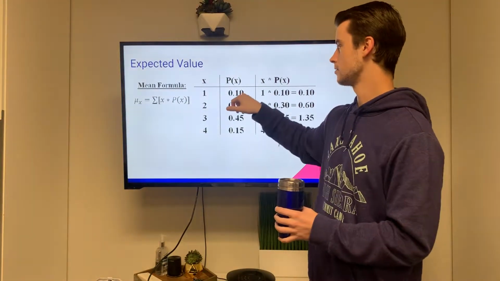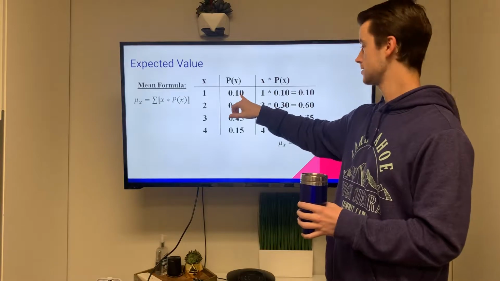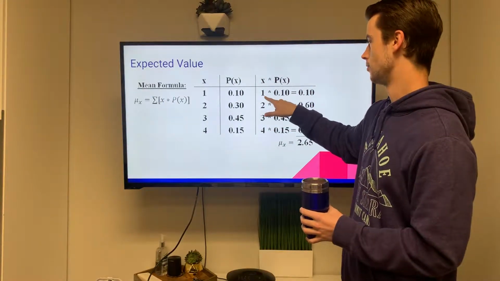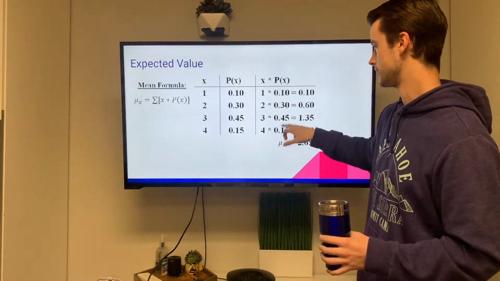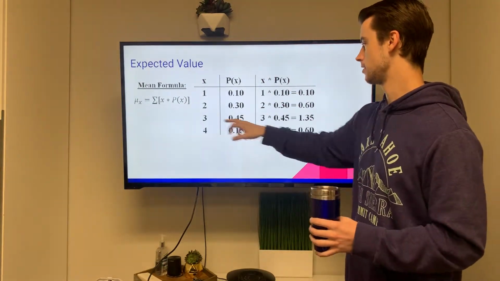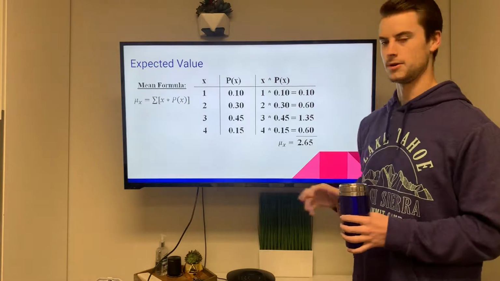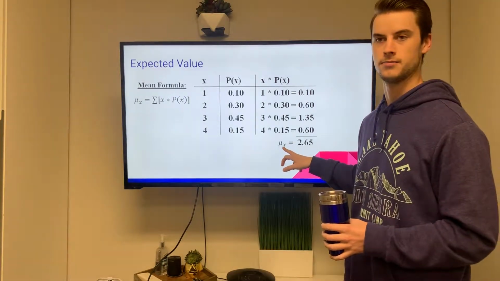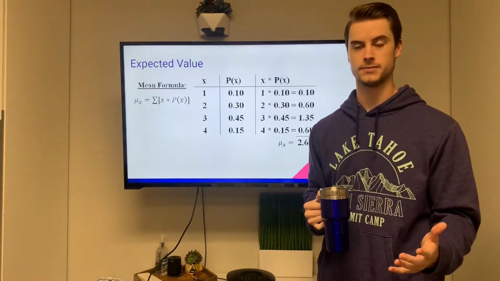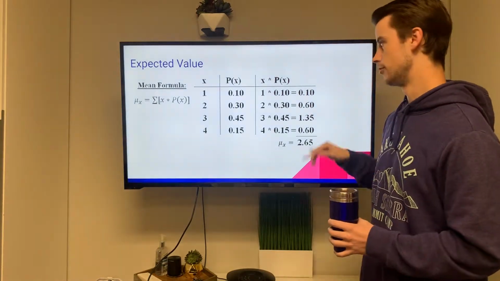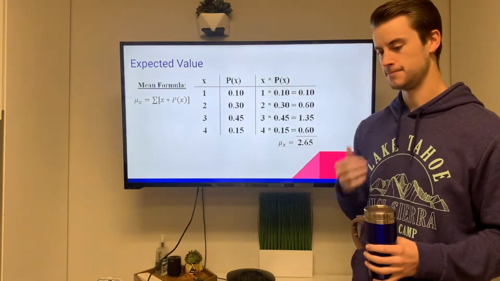So we have our x value and our p of x, our probability of x. And then we just do 1 times 0.10. Obviously, that's 0.10. And then we do that for all these outcomes. 2 times the probability, 3 times the probability, and then we sum all of them up, and that's our mean, our expected value, I should say, of our probability distribution. Real simple, real easy.